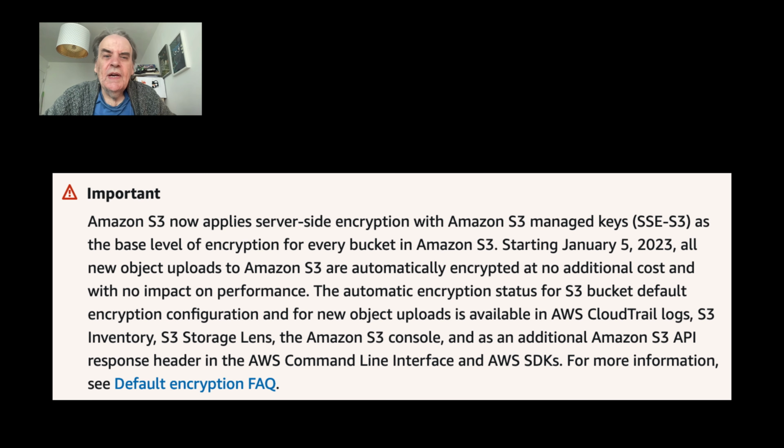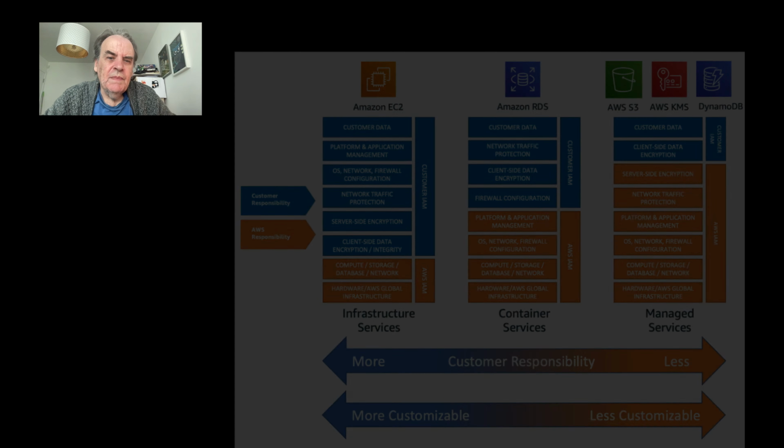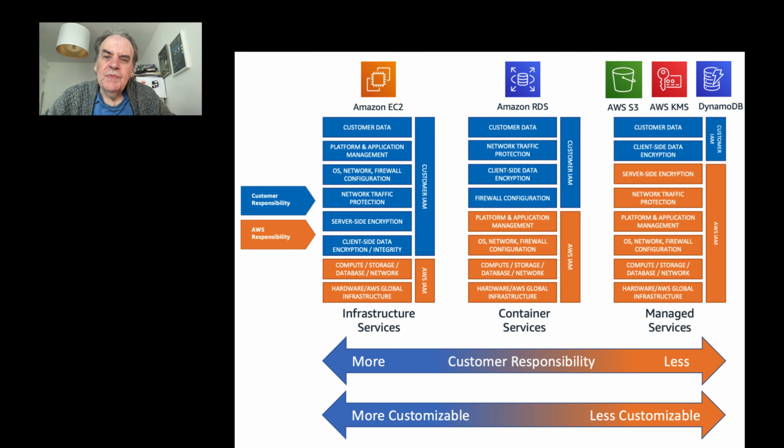AWS uses 256-bit Advanced Encryption Standard, AES, in Galois Counter Mode, or AES-GCM, for its symmetric key encryption. In AWS S3, by default, all objects are encrypted. A customer can use client-side encryption to encrypt data before it goes into the AWS infrastructure.